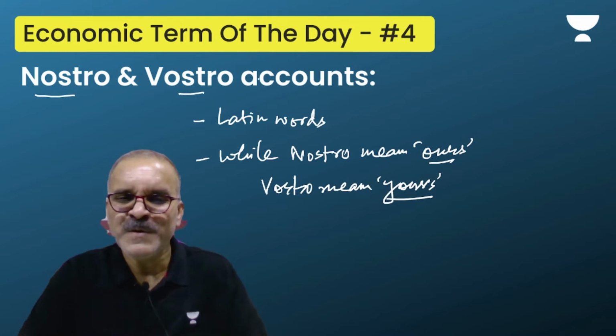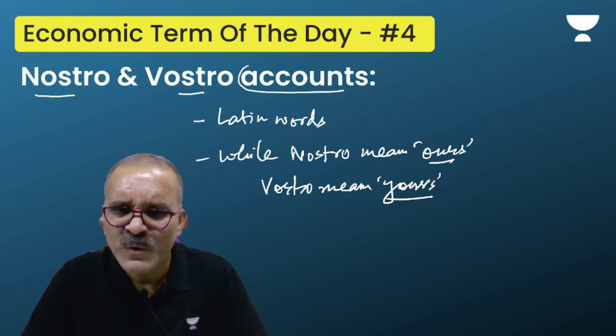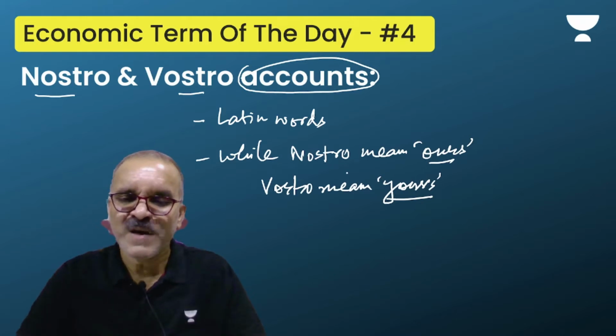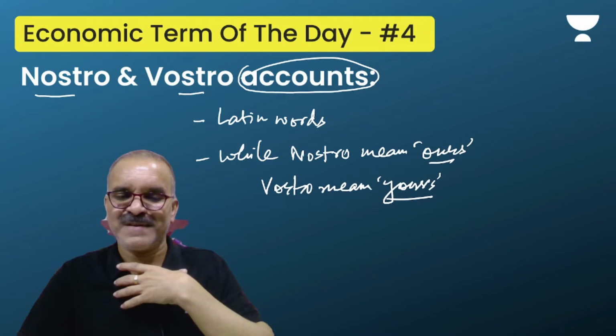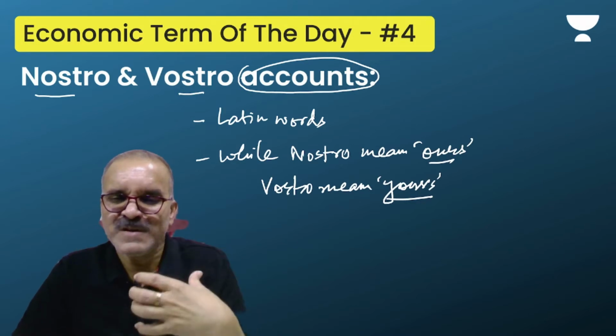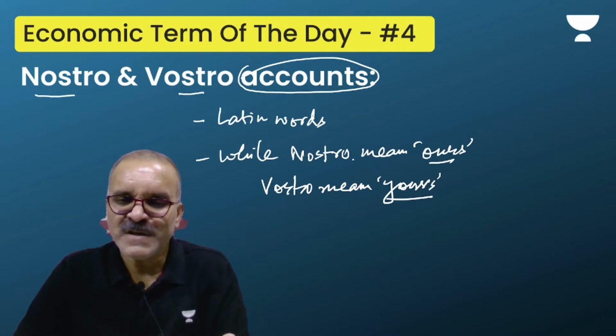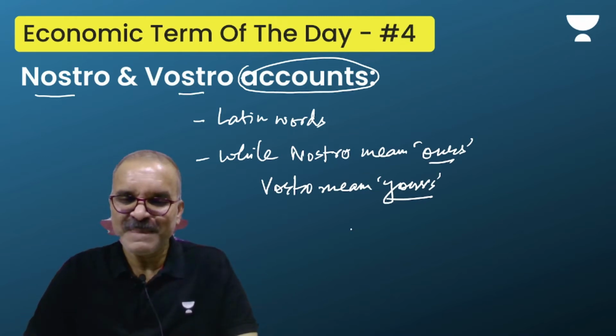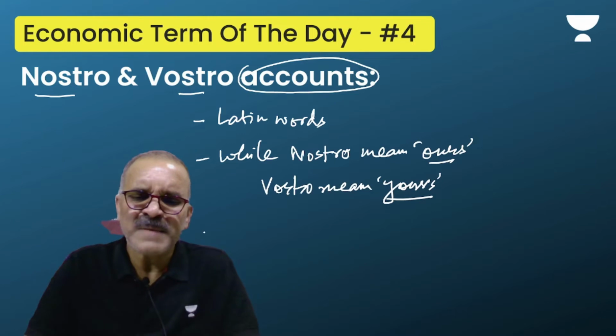And we are attaching the word account with it. It means a Nostro account is an account which is our account, and a Vostro account is an account which is others' account with us. Clear? How did this term come into being?